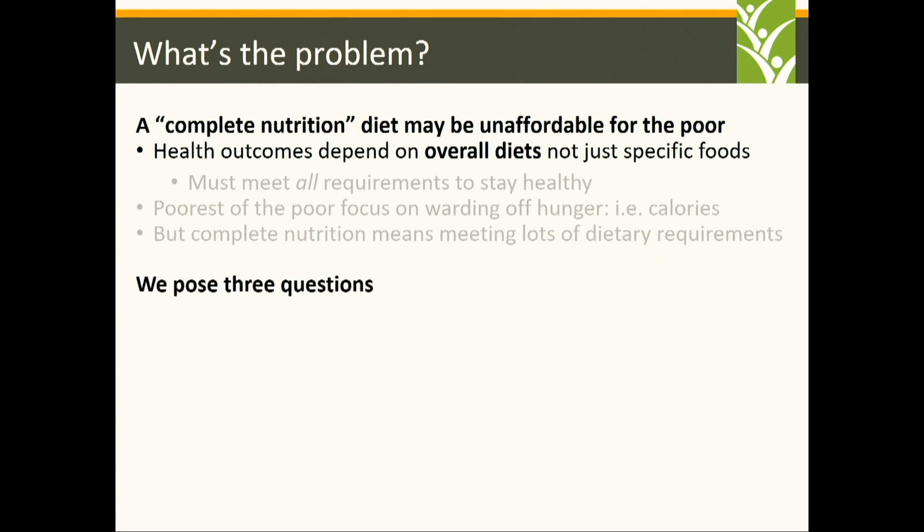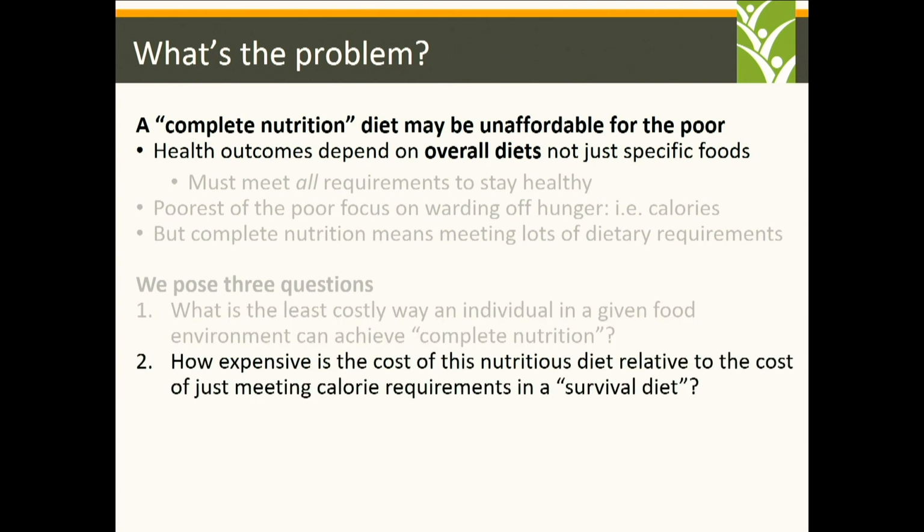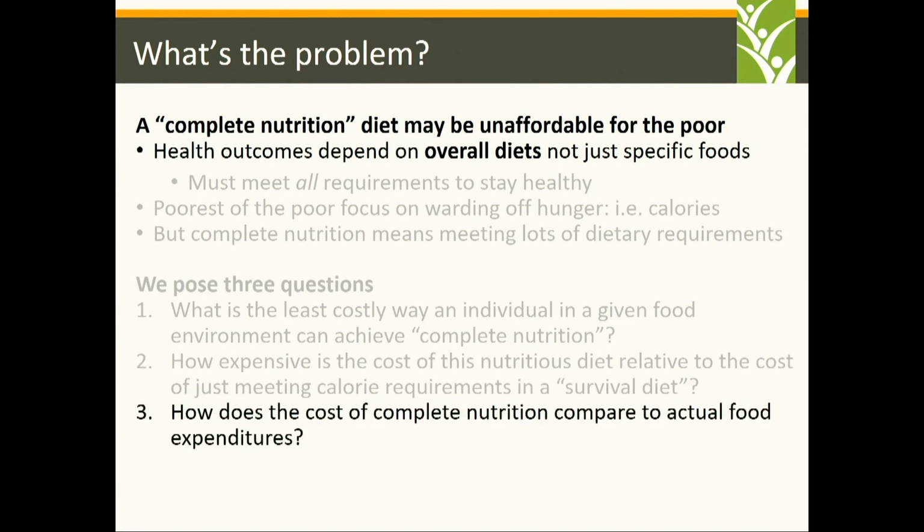So in this regard, we ask three main questions. First one being, what's the least costly way an individual in a given food environment can achieve complete nutrition? And the other question is, how expensive is the cost of these nutritious diets relative to the cost of just meeting caloric requirements in a survival diet? And lastly, we ask, how does the cost of complete nutrition compare to actual food expenditures?